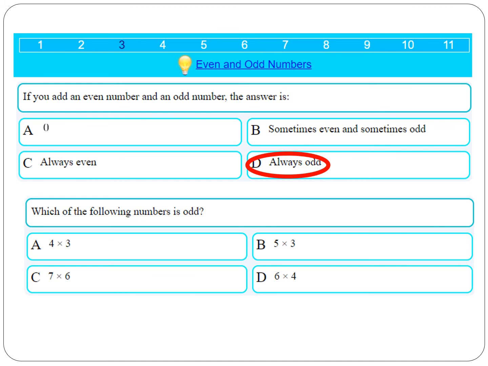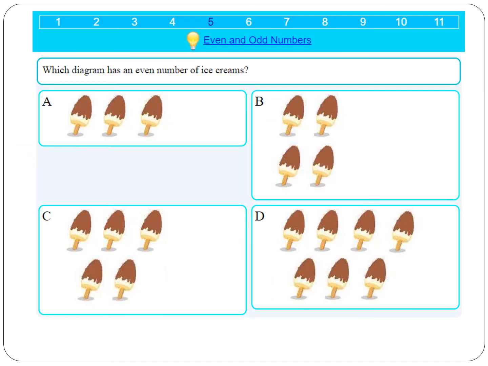Question number 4. Which of the following numbers is odd? B. 5 times 3. Because remember, when you multiply, the only time it is an odd number is when you multiply an odd number with an odd number. Question number 5. Which diagram has an even number of ice creams? The answer was B.